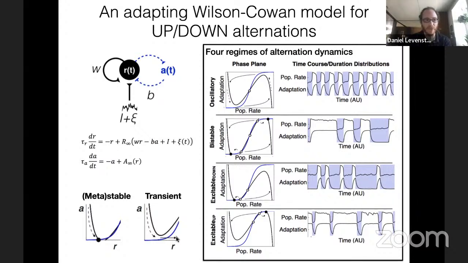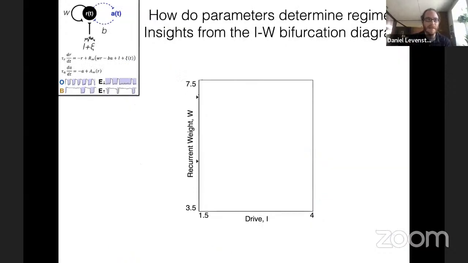Okay, so the question we first had was, how do the parameters of the model determine which of these regimes you're in? And so we answered this by looking at a number of different bifurcation diagrams. I'm going to show you the bifurcation diagram with respect to drive and recurrence. And these are going to tell us where the transitions between the regimes happen in parameter space.